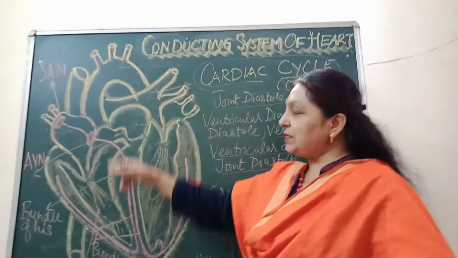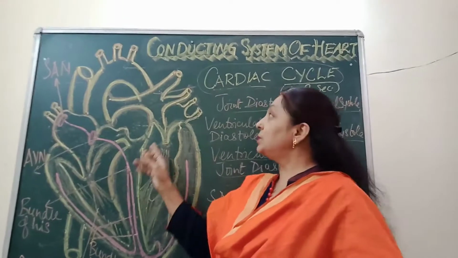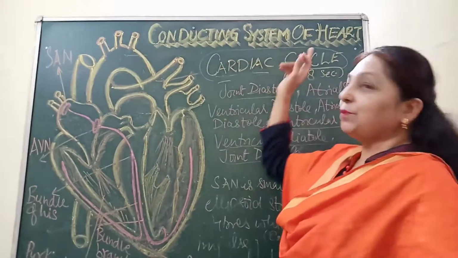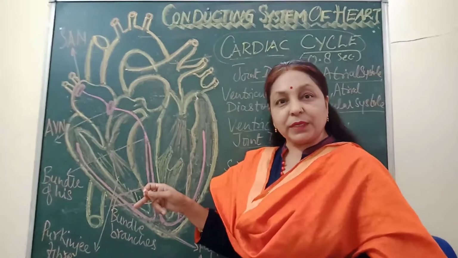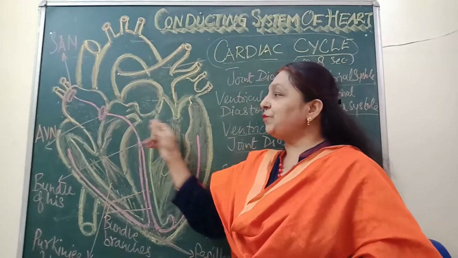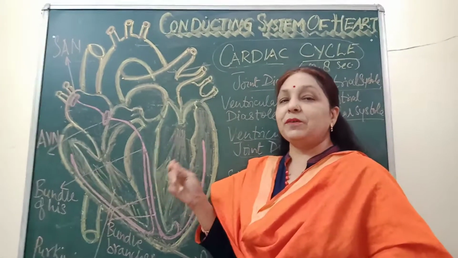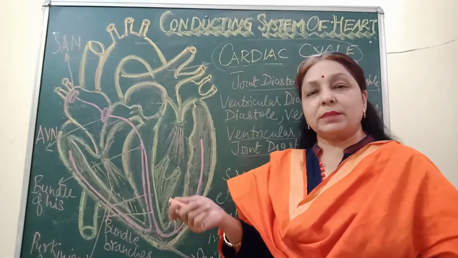Now all these sequences which I told you, which are taking place in the heart, form a cardiac cycle. So today we will study the conducting system of the human heart. What is the definition of the cardiac cycle? The sequence of events taking place in the heart for the pumping of blood to the various parts of our body forms a cardiac cycle.